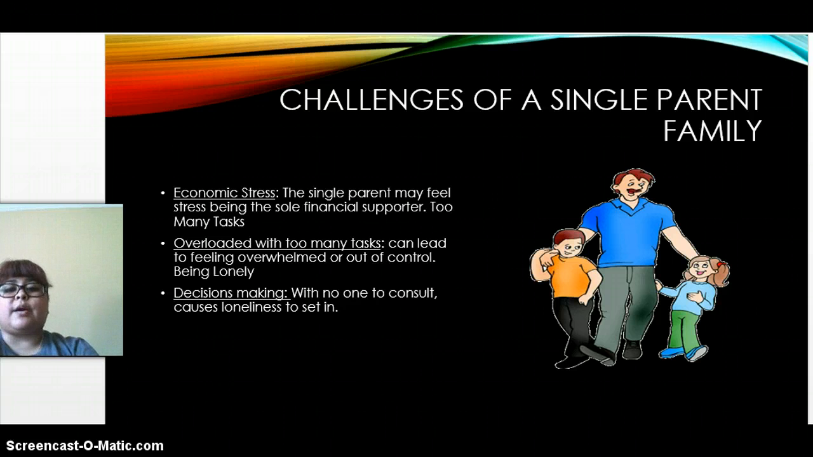Another that we saw as a benefit can also be a challenge, and that is decision making. Although you do get to make all the decisions, sometimes making a decision can be a little less stressful if you have someone to consult with and to go over the pros and the cons. As a single parent, you don't have that opportunity, and thus there's more weight on your decision than if you were to have a spouse or a partner.